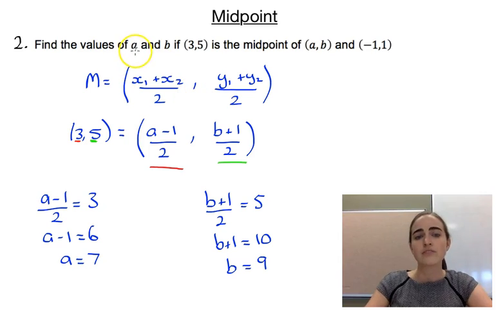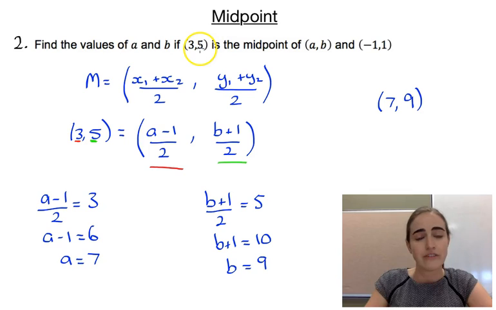So that's what the question's asked for. It's asked for a and b. So a is 7 and b is 9. So what that means is that our other point has coordinates 7, 9. So the points 7, 9 and minus 1, 1, the midpoint of those is at 3, 5. Right, so that's a few examples of questions involving the midpoint of 2 points.